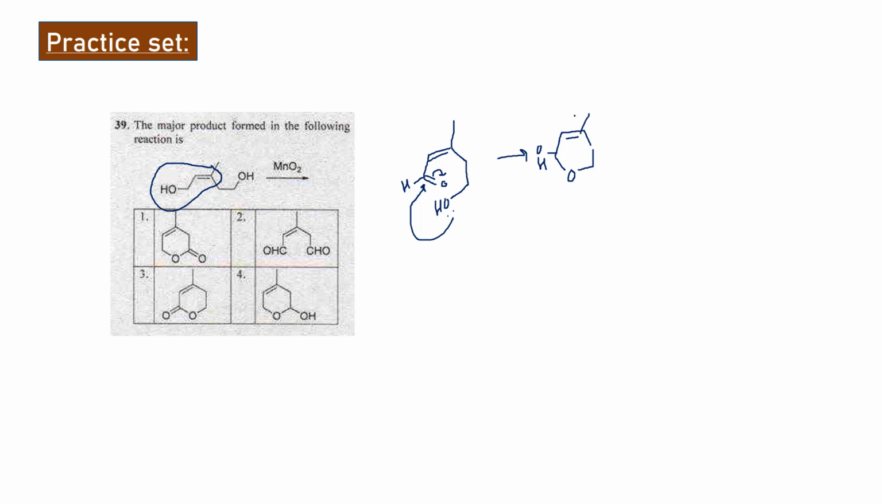Now this is still an allylic alcohol. So it will again oxidize and form this type of ester. So the correct option will be option 3. Okay, I hope you have understood.